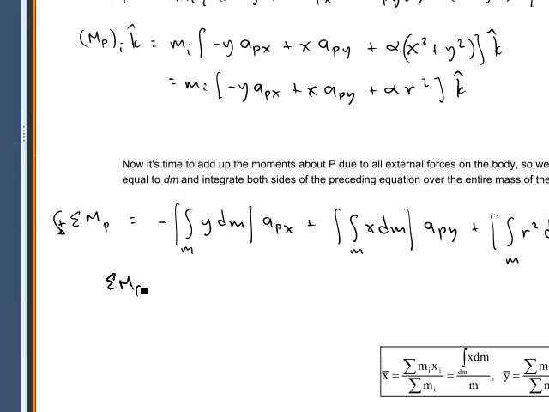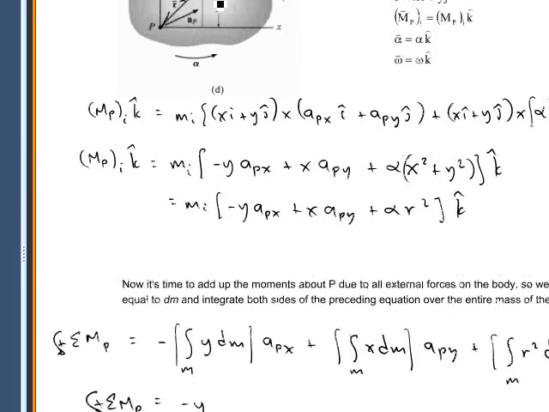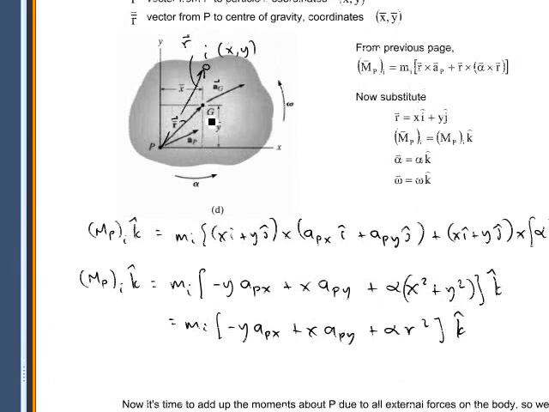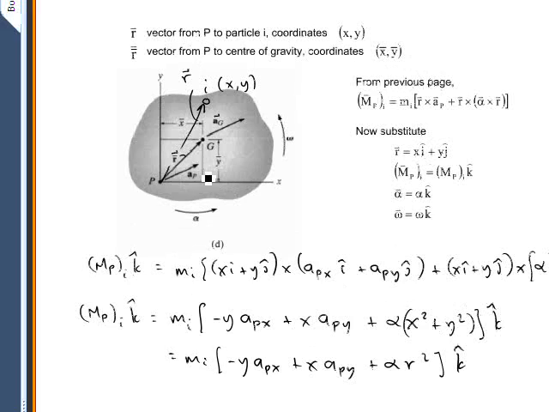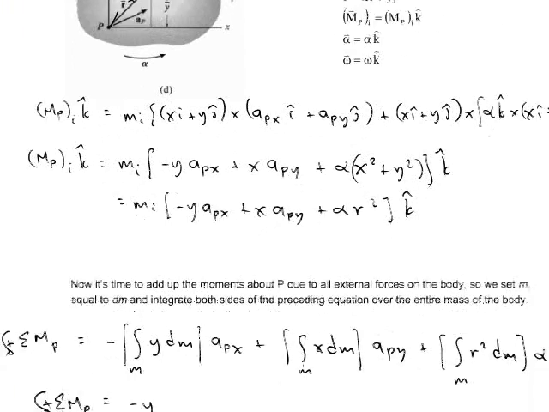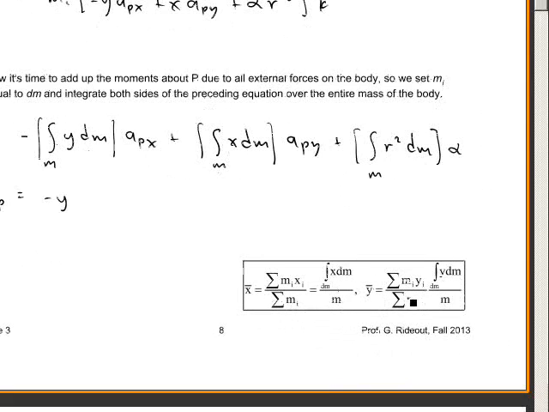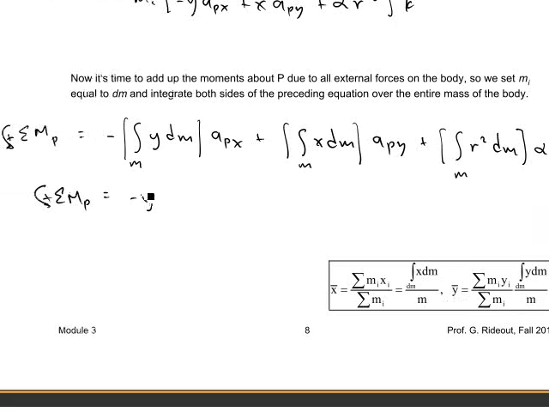So I come down here, and the final thing I'll write here, sum of the moments about point P equals minus, now what's the integral of y dm? The location of the center of gravity with respect to P. If I put an origin at P, y bar is the height of the center of gravity. And from the definition of center of gravity, y bar is integral of y dm over m. Therefore, the integral of y dm must be y bar m.